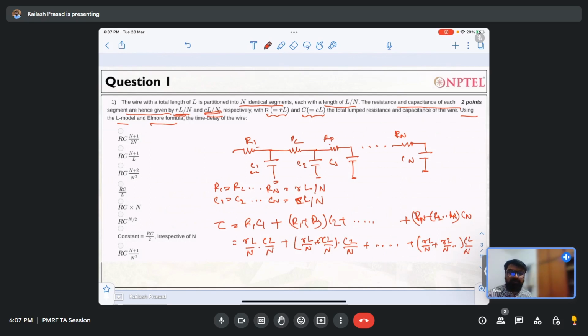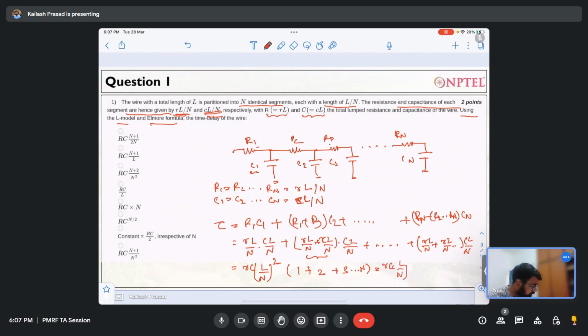So now if you simplify this equation, as you can see here that L by N square can be taken out and RC can also be taken out. So here it will be RC L by N square, okay? And this will be 1, then here it will be 2, then here it will be 3, and it will be like this, right, till N.